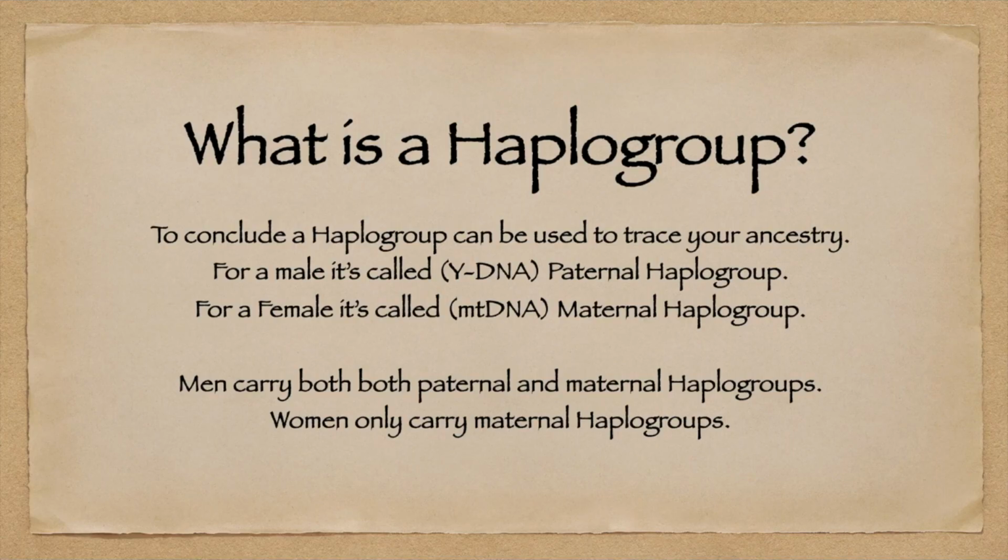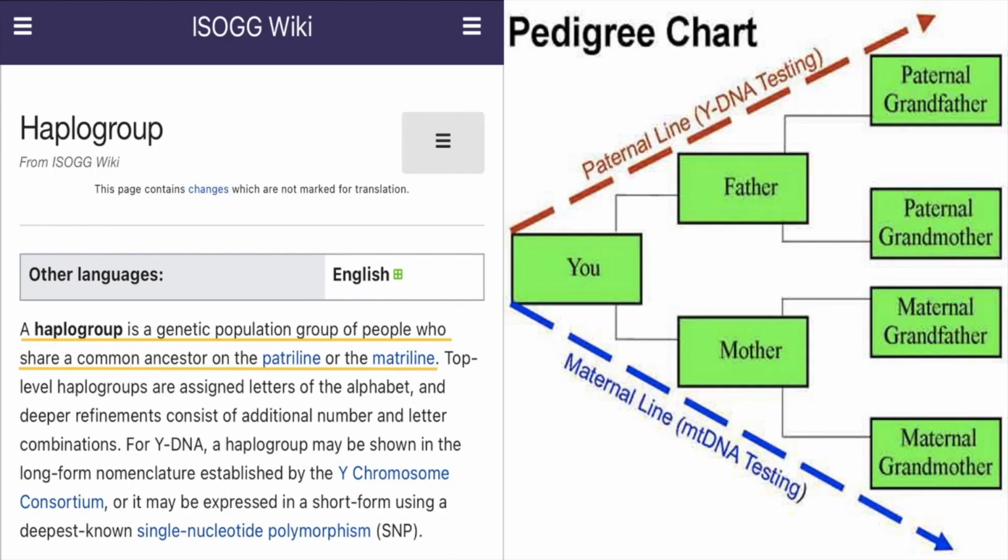So that is why. And to conclude, just keep in mind these terms. Y DNA is paternal DNA, it's male, and mtDNA is maternal DNA, that's female. And the men, as I said earlier, can carry both the paternal and the maternal, whereas women can only carry the maternal. So here's a visual representation of this.